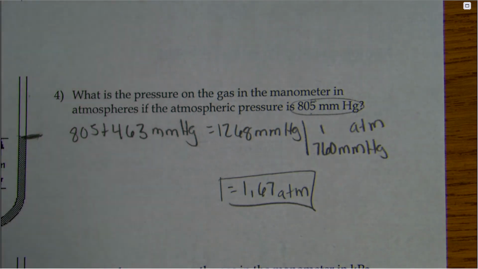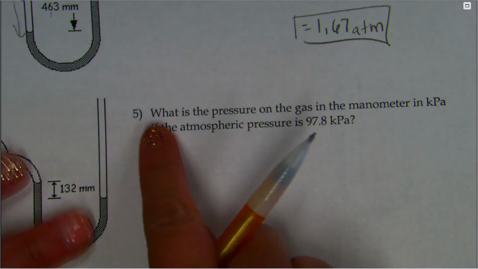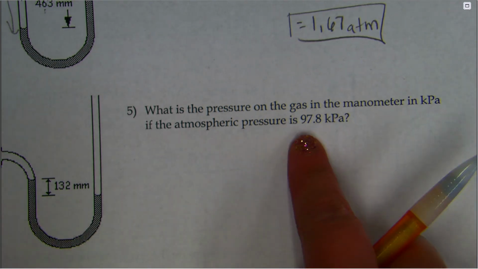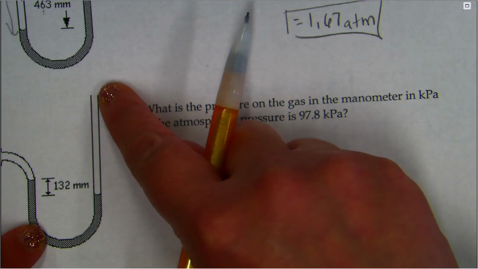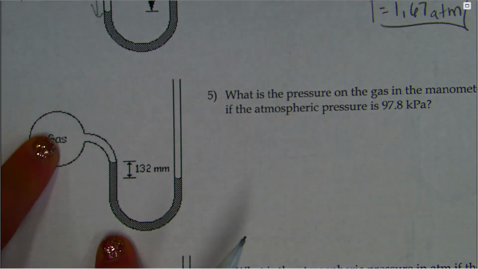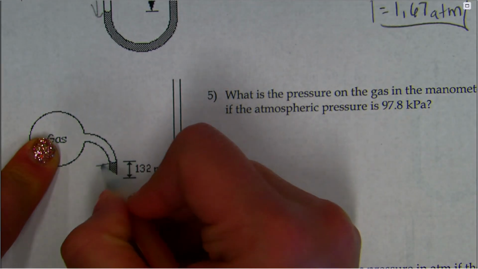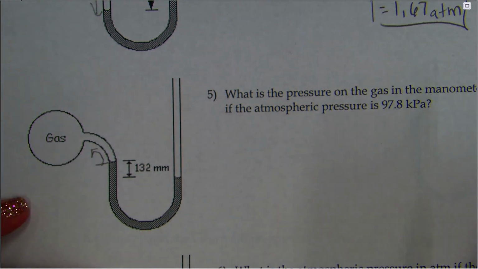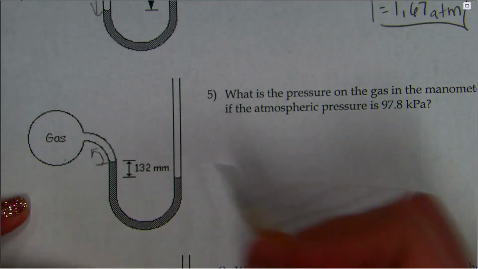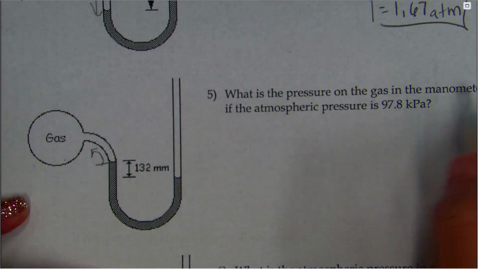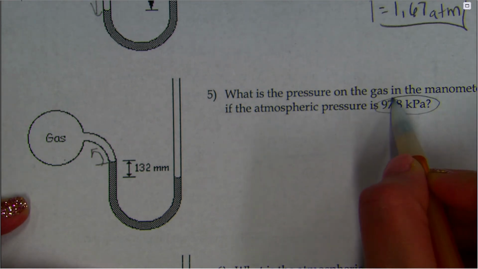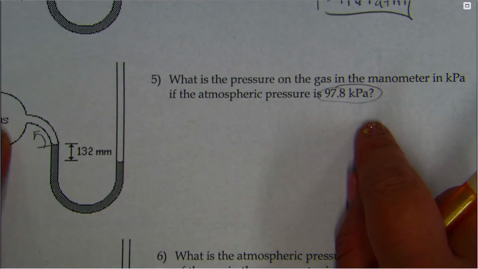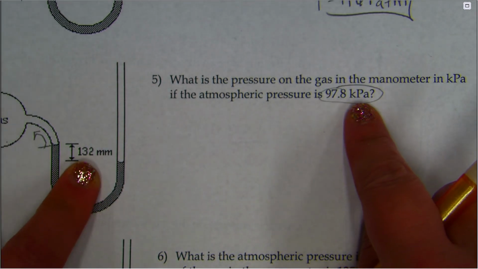All right, let's try the next one. What is the pressure of the gas in the manometer in kilopascals if the atmospheric pressure is 97.8? So in this case, the atmospheric pressure is greater than the gas. I know that because my mercury is moving towards the gas part. So the pressure of the gas is going to be smaller than the pressure of the atmosphere. So the only way for me to get a smaller number with these two values is to subtract.